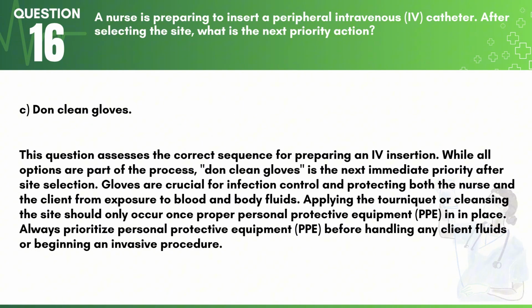Answer C. Don clean gloves. This question assesses the correct sequence for preparing an IV insertion. While all options are part of the process, don clean gloves is the next immediate priority after site selection. Gloves are crucial for infection control and protecting both the nurse and the client from exposure to blood and body fluids. Applying the tourniquet or cleansing the site should only occur once proper personal protective equipment, PPE, is in place. Always prioritize personal protective equipment, PPE, before handling any client fluids or beginning an invasive procedure.